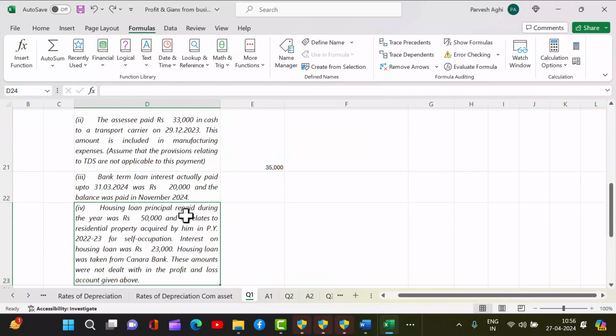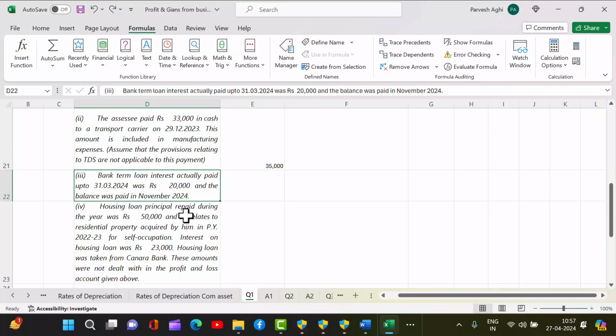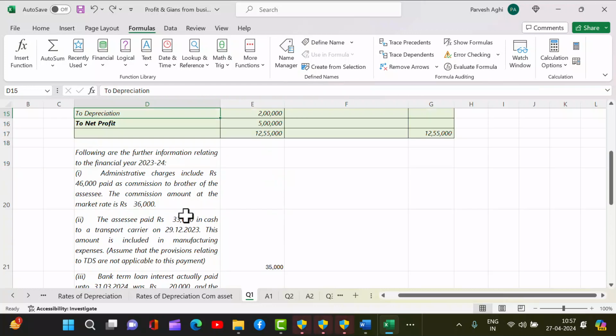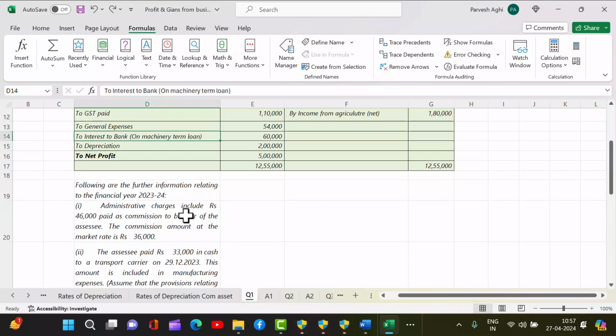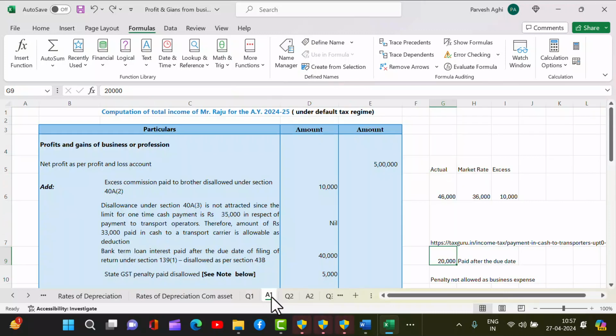There is some mistake here, let's check. Read this: a bank term loan interest actually paid up to 31/3/24 was 20,000 and the balance in 24 November. So 20,000 he had paid, so how much will be disallowed? First 40,000. Yes, 40,000 will be disallowed. Okay, yes sir, that is correct, 40,000 is the add back, but I had written it on the side as 40,000 not paid. So this is actually 40,000. Okay fine, so I can just reduce it. So it is 40,000 here, fine, which is 60 which I have used as reference, minus this. So this is coming from the profit and loss account.